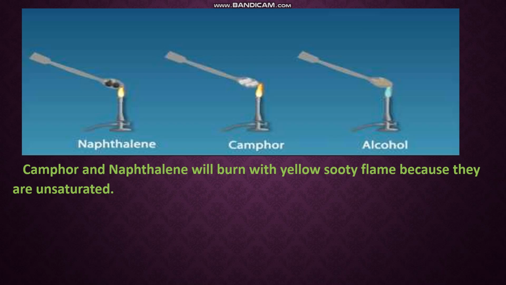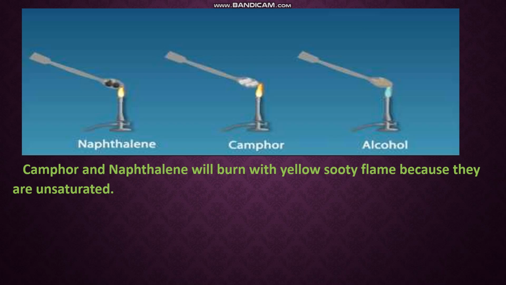Camphor and naphthalene will burn with a yellow sooty flame because they are unsaturated. Why is it called a sooty flame? Because we can see the accumulation of carbon on the metal plate when these are burned, if we show the metal plate above this flame. Soot is one of the allotropes of carbon. Soot is also called lamp black. The carbon which is accumulated on the bottom of the vessel is nothing but the allotrope of carbon, soot. That's the reason it is called a sooty flame.